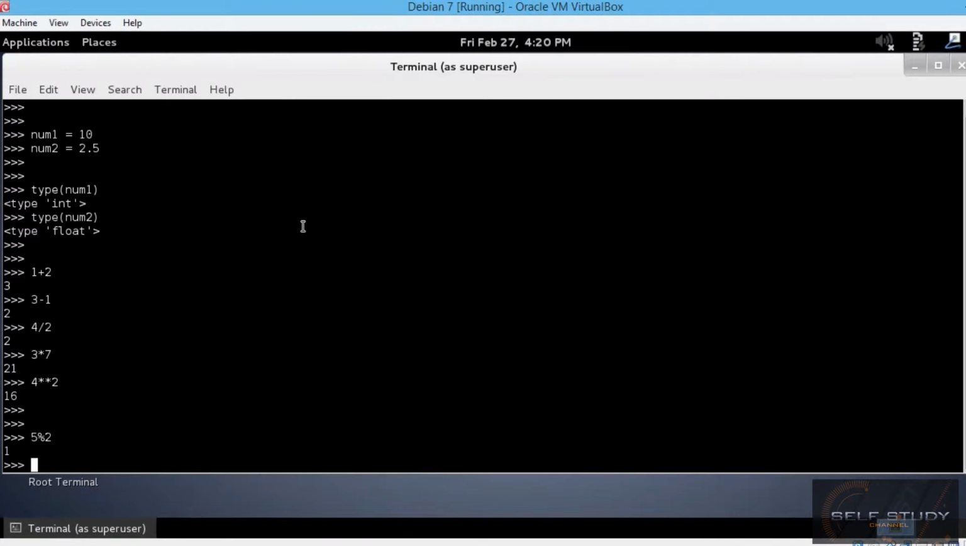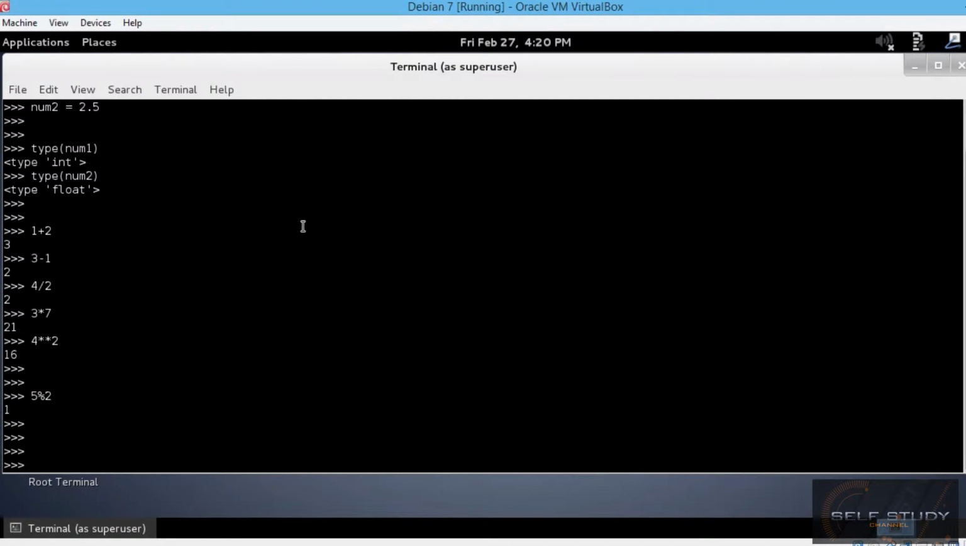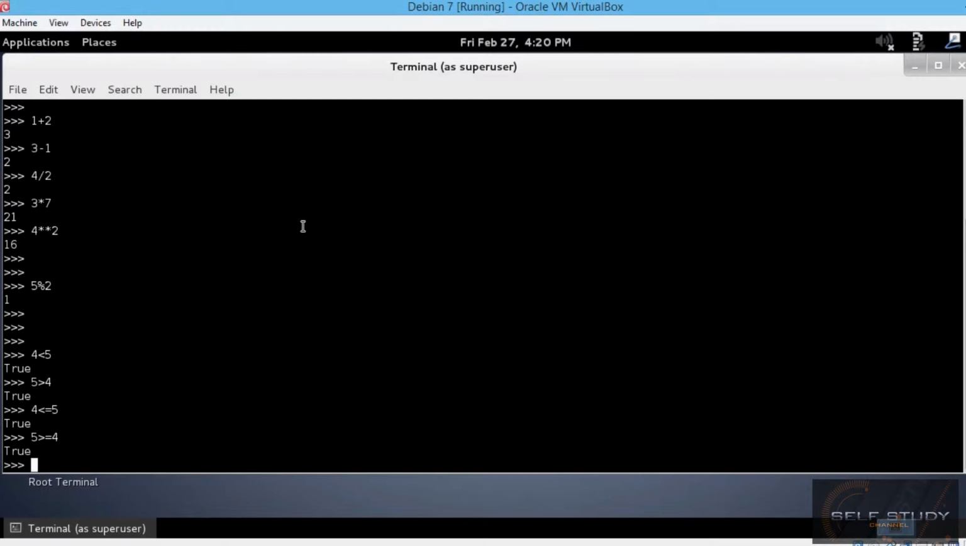Okay, now let's see some comparison operators. So we can compare 4 to 5. So 4 less than 5, which is true. 5 greater than 4, which is also true. 4 is less than or equal to 5, true. 5 is greater than or equal to 4, also true. We can also verify equality by using the double equal sign. So 5 equals 5, true. And we can also verify that a number is not equal to another number. So 4 is different from 5, which is true.